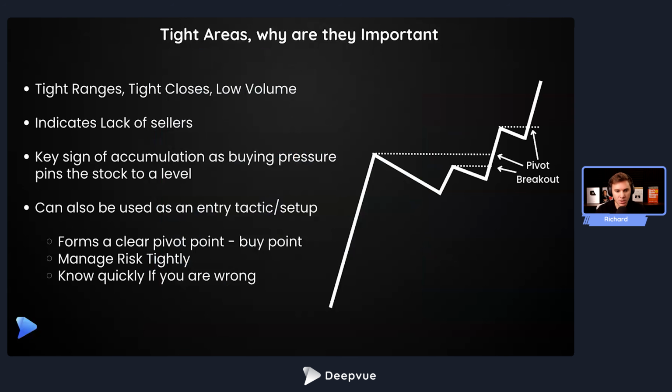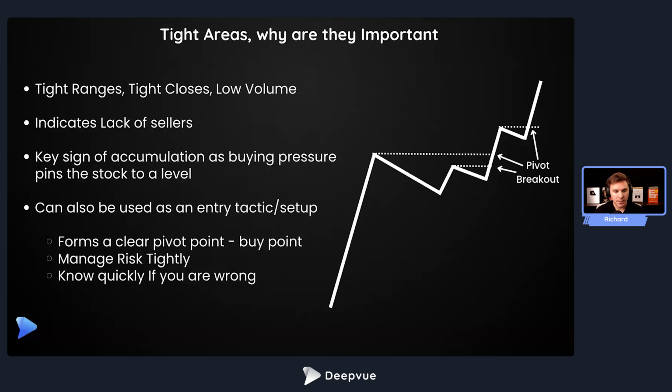All right. So tight areas, why are they important? Here we're looking for tight ranges, tight closes, low volume. Number one, it indicates a lack of sellers, a lack of selling pressure. The stock is being pinned at that level, and any supply that's coming to market is being absorbed by those institutions or longer term holders or just people who want more stock. And it's a key sign of accumulation as buying pressure pins the stock to a level, as I just said.